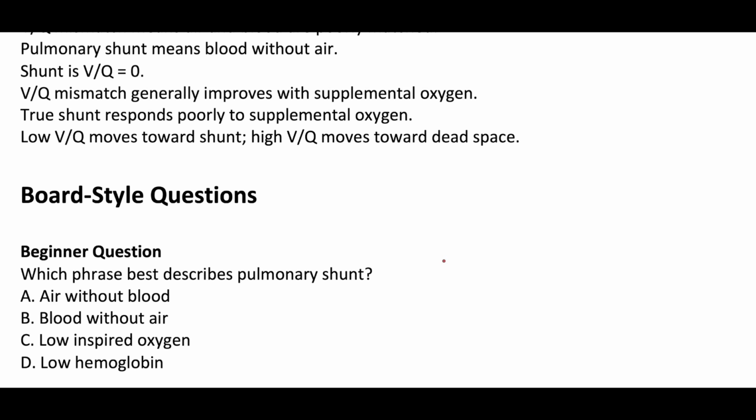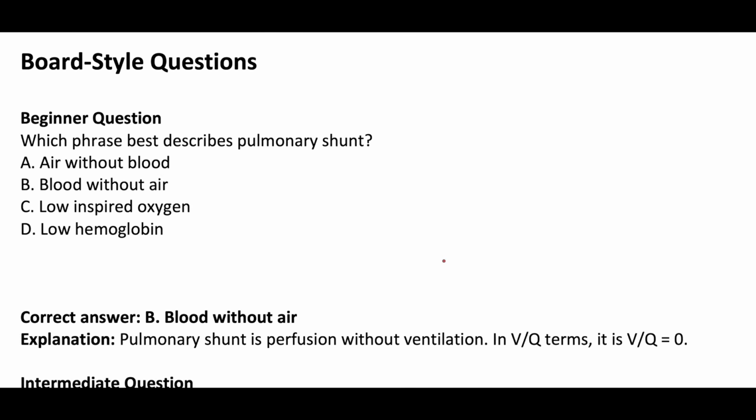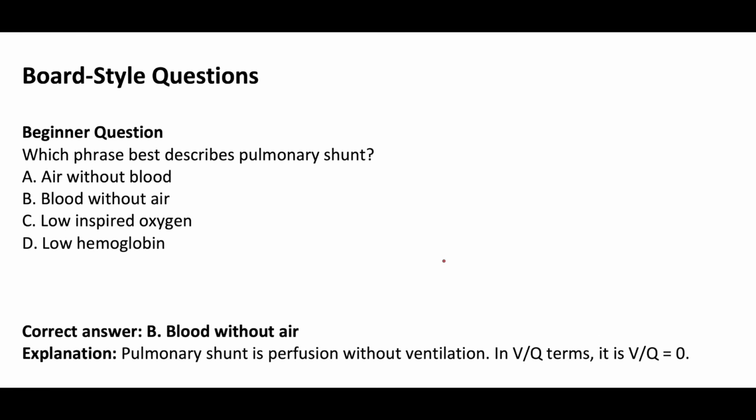Question number 1, which phrase best describes pulmonary shunting? A, air without blood, B, blood without air, C, low inspired oxygen, or D, low hemoglobin. Pause if you need to. Correct answer is B, blood without air, right? Pulmonary shunting is when there's perfusion without ventilation. Blood is being shunted past non-ventilated alveoli. The VQ match is 0, no ventilation.